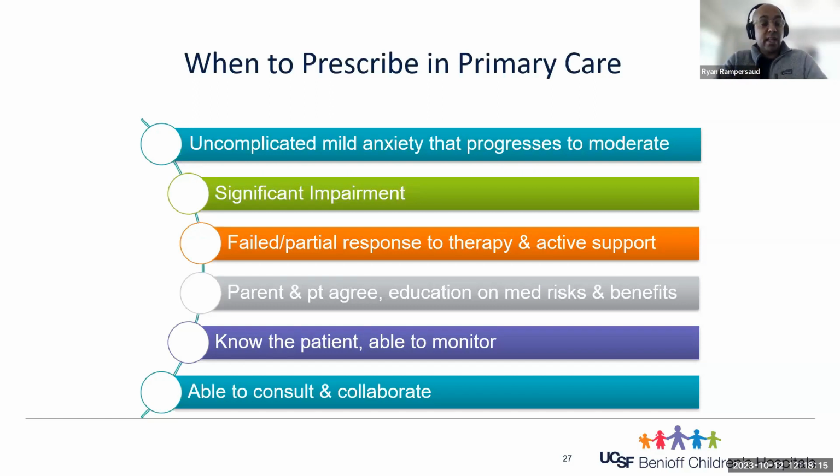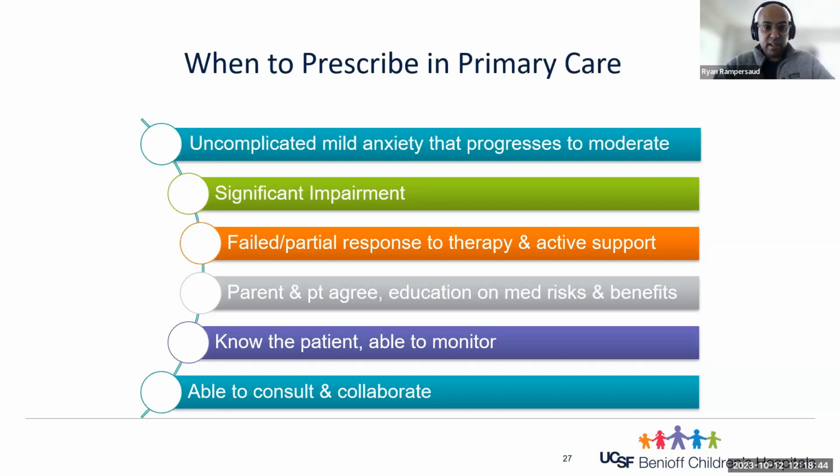Failed or partial response to therapy and active support. So maybe you saw your kid and they started off in a mild range and they did do therapy, but it just didn't quite take, they weren't able to progress and get out of that phase. Why that is is multifactorial, but that might be a place where you tell parents, listen, I think we've tried, and I think they may need a little bit of a boost here. And it doesn't have to be a forever thing, which is something I remind people.